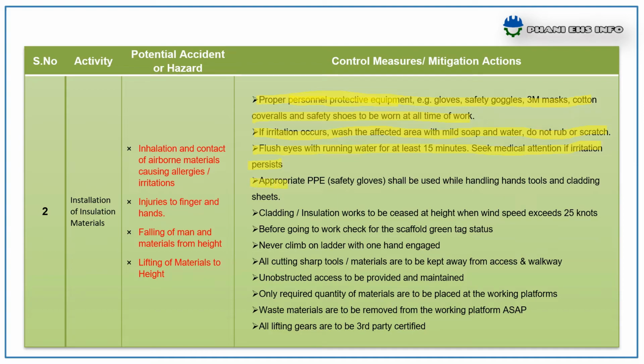Appropriate PPE shall be used while handling of hand tools and cladding sheets. Cladding or insulation works to be ceased at height when wind speed exceeds 25 knots. Before going to work, check for the scaffold green tag status. Never climb on ladder with one hand engaged.